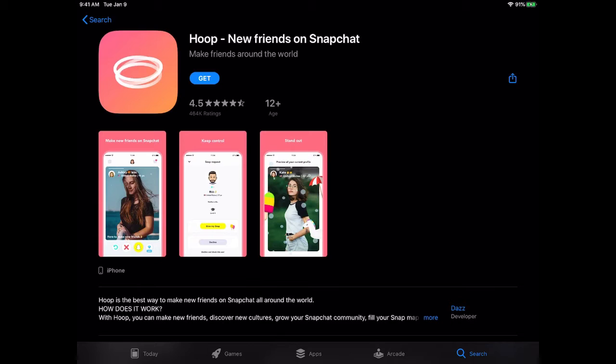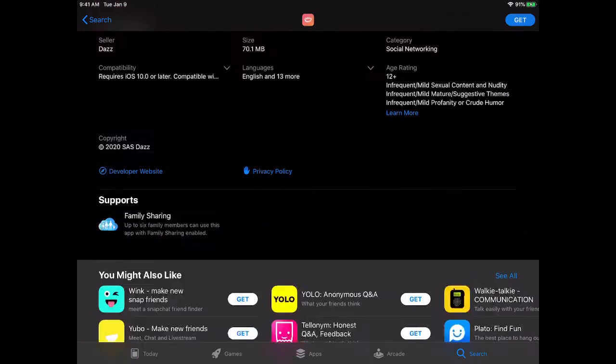It's really a Snapchat add-on. So you can get in Snapchat and put Hoop add-on, and basically it says it's to help you find friends, right? That's what it says. It says here it's a 4.5 rating, 12 plus age. Now what does that 12 plus age mean?